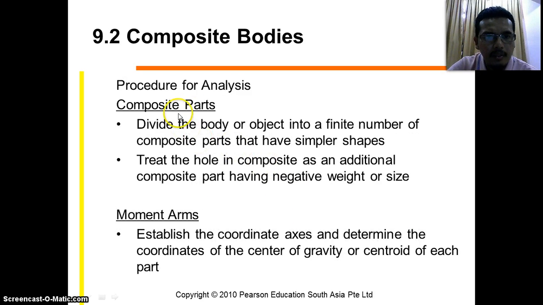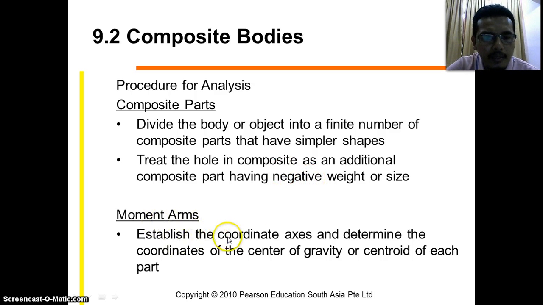The procedure of analysis for the composite parts. The first step is to divide the body or object into a finite number of composite parts that have simpler shapes. So now we are dividing the whole body or object into simpler shapes. Treat the hole in the composite as an additional composite part having a negative weight or size. Let's say we cut out a hole from the part. We take this into consideration, but we put a negative weight, meaning we need to minus it out from the total weight.